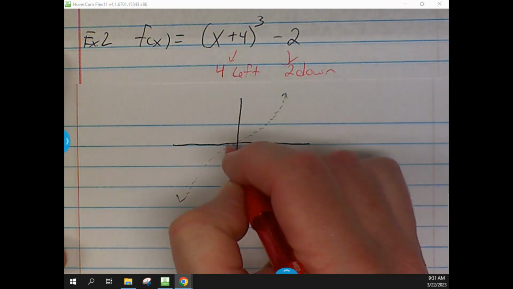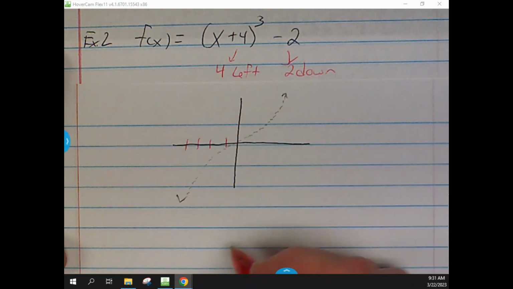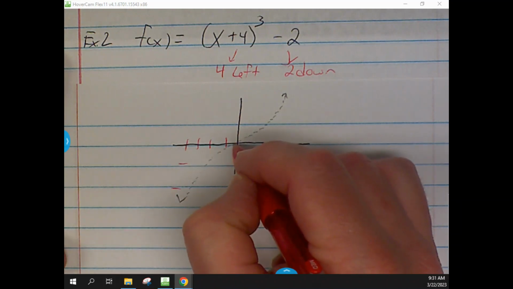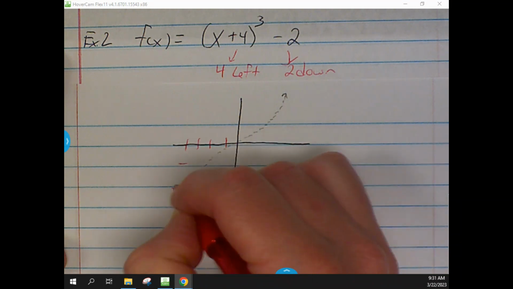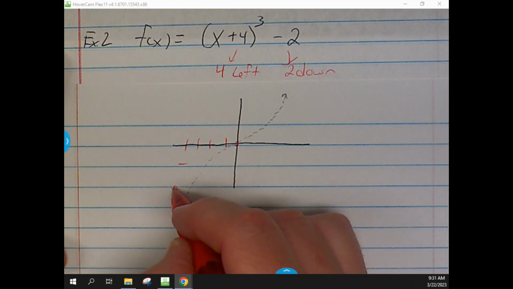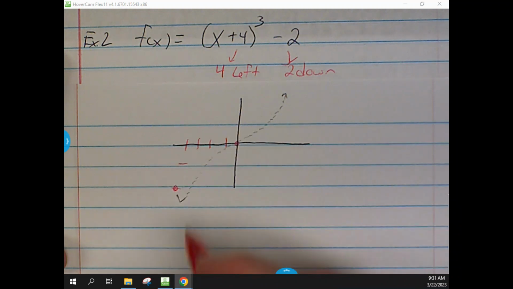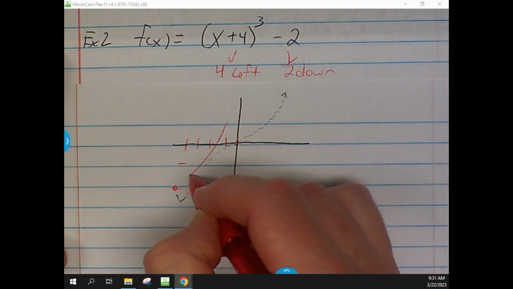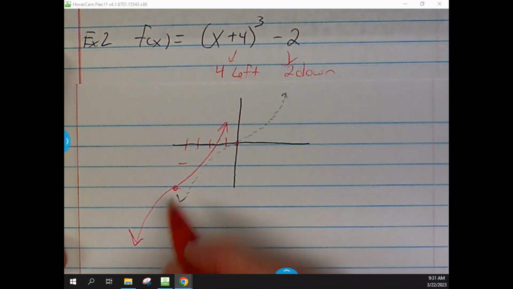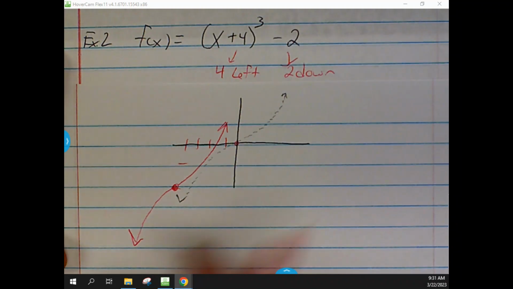Now we're going to go 4 left. So 1, 2, 3, 4. And then we're going to go down 2. So normally where this would have crossed at 0, 0, now we're going to go 4 left and down 2 and put it here. So now we're going to do that exact same graph, but we're going to use it with this point. It's kind of like the transition point. So it should be one of those where it will look something like that, where we've just kind of taken this graph and scooted it over here.